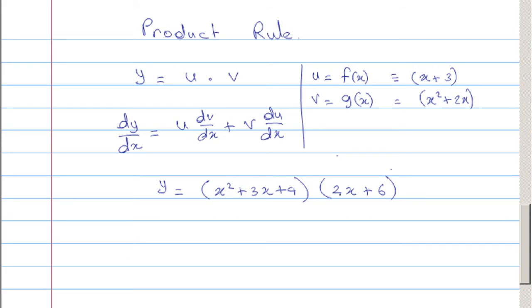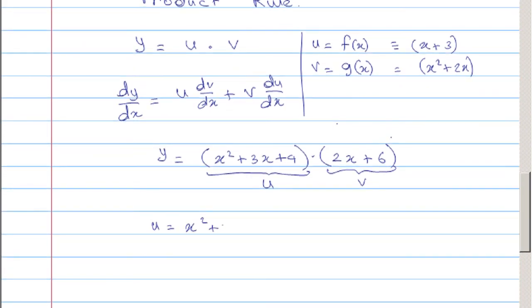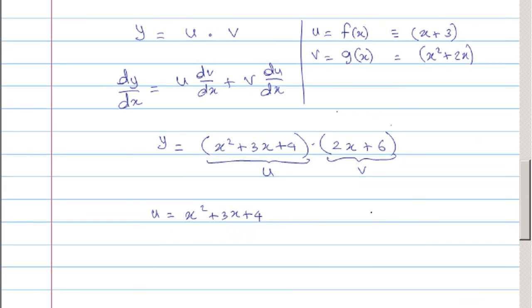Now the first thing is to identify if this is a case where you need to use the product rule. You can see that there's a multiplication here. This function is multiplying the second function. So once you have a multiplication, you want to use the product rule, and I'll call this my function u, and I'll call this v. Okay, so in this case, u will be equal to x squared plus 3x plus 4. v is equal to 2x plus 6.